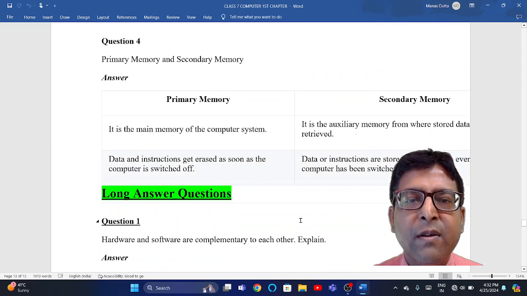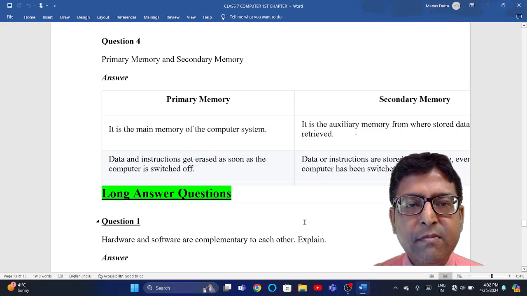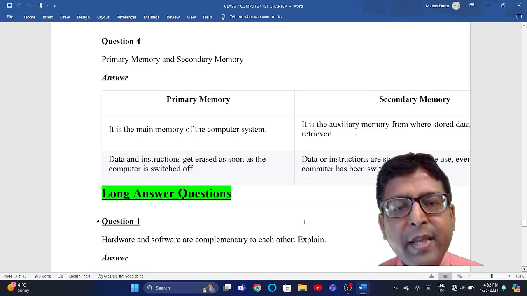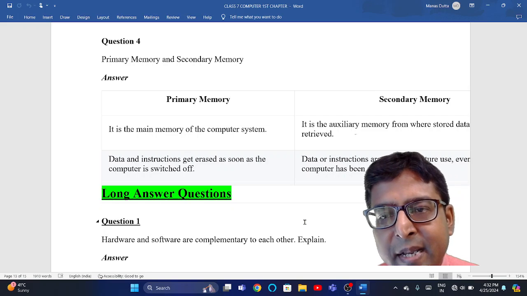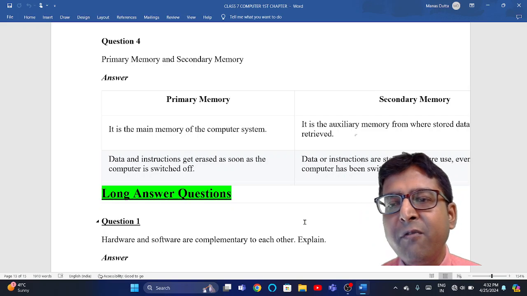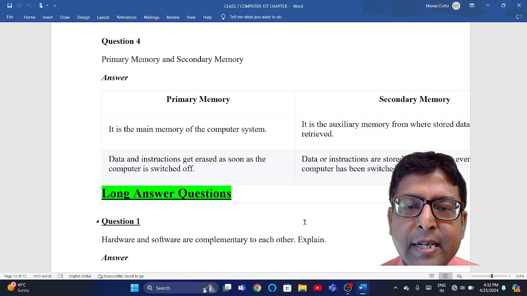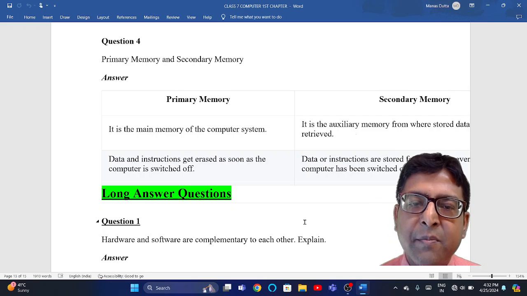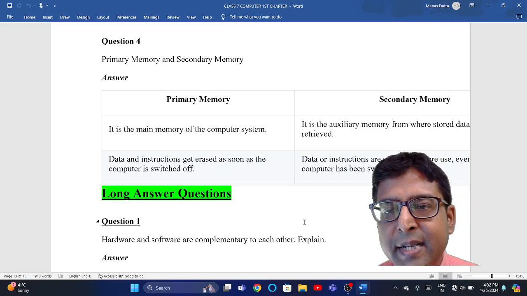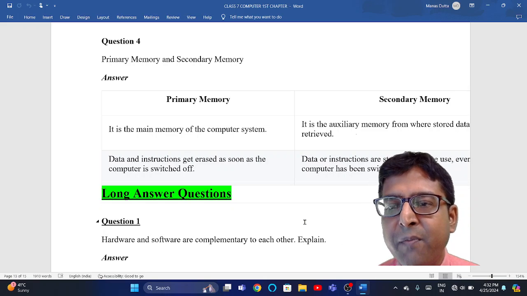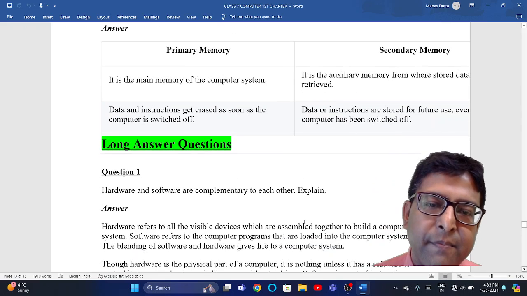Question 4, primary memory and secondary memory. Primary memory is the main memory of the computer system, whereas secondary memory is the auxiliary memory from where stored data is retrieved. In primary memory, data and instructions get erased as soon as the computer is switched off. But in secondary memory, data or instructions are stored for further use even after the computer has been switched off.